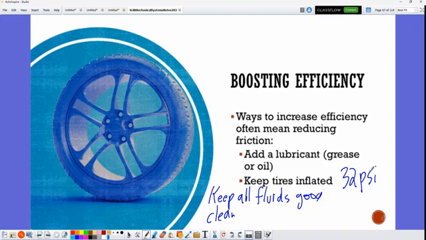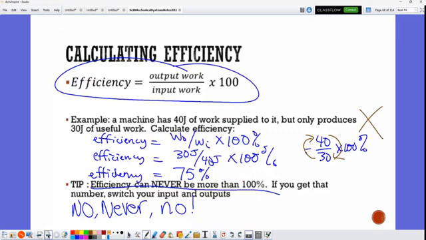We were talking about 32 psi. That is kind of the standard for tire inflation on a regular tire. But you would always check the side of your tire to find out for sure what the recommended inflation is. It's also on the inside door sticker of your car. Calculating efficiency is output divided by input times 100.